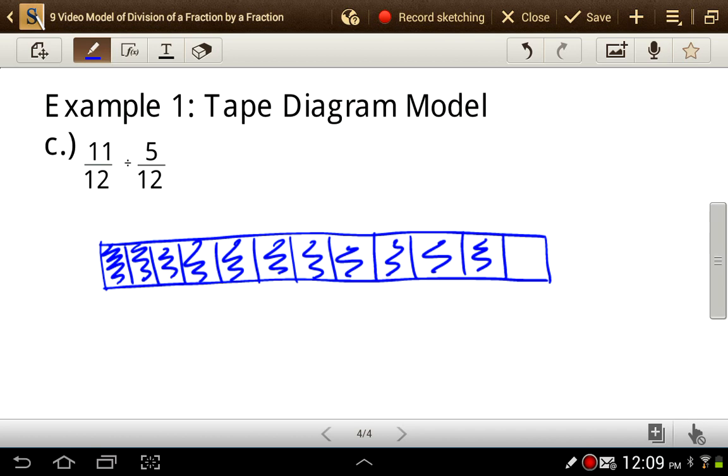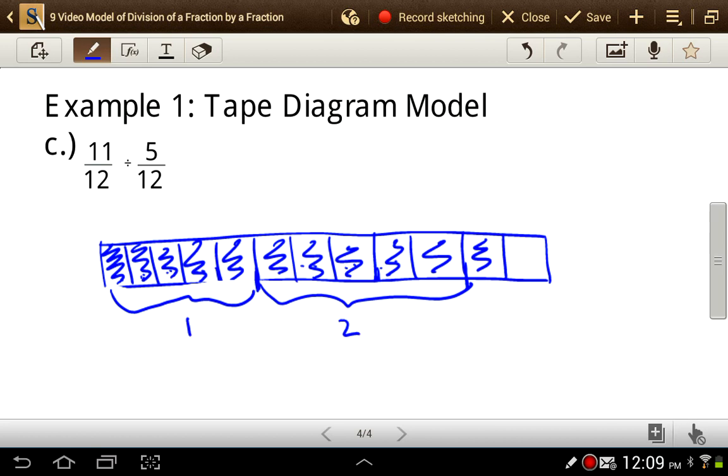So 1, 2, 3, 4, 5. There's my first one. 1, 2, 3, 4, 5. There's my second one. Wait, that is 4s. Let me start that over and actually count by 5. 1, 2, 3, 4, 5. There's my first one. 1, 2, 3, 4, 5. There's my next one. It helps if I can actually count to 5.